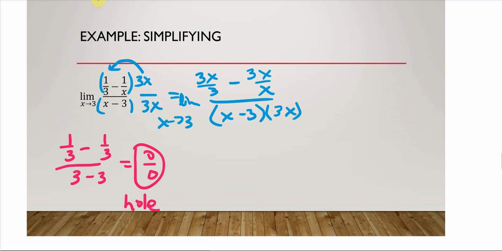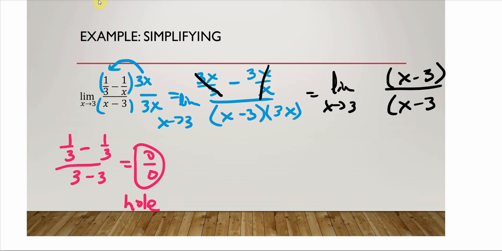So now what's going to happen on the first mini fraction? The 3 is reduced. What happens in my second one? The x is reduced. So I'm going to be left with the limit as x approaches 3, and on top I'm going to have x minus 3, and on the bottom I'm going to have x minus 3 times 3x. Oh, do you see it? Do you see how that x minus 3 reduced? Well, x minus 3 divided by x minus 3 is just a big fat 1. But in reality, I'm getting rid of the hole.